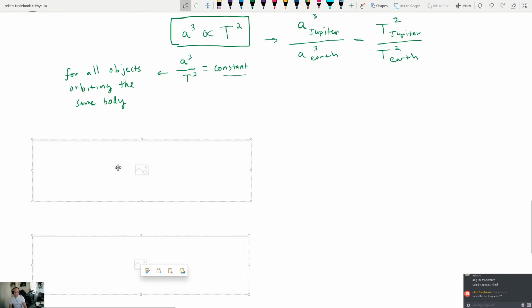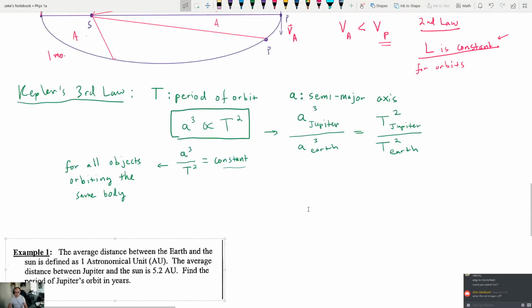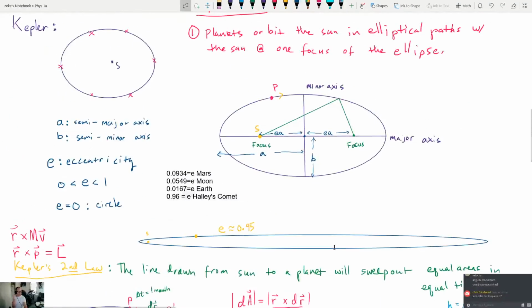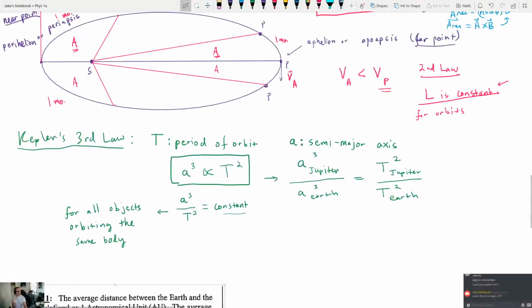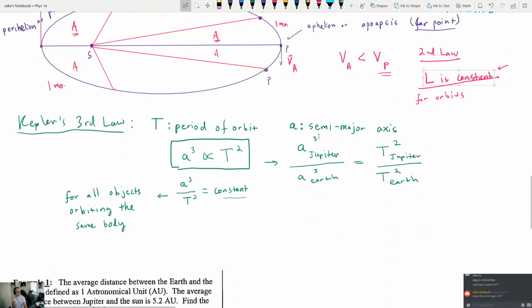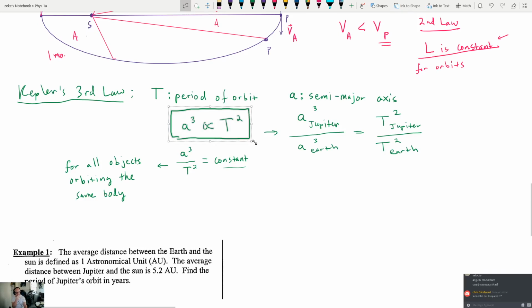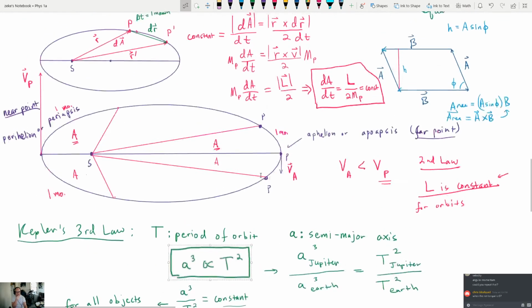So just to summarize what we just did, Kepler has three laws. The first law is planets orbit on ellipses. The second law is angular momentum is constant. And the third law is this relationship. Those are Kepler's laws for the orbits of the planets. In very many ways, these are a lot simpler than what came before them.